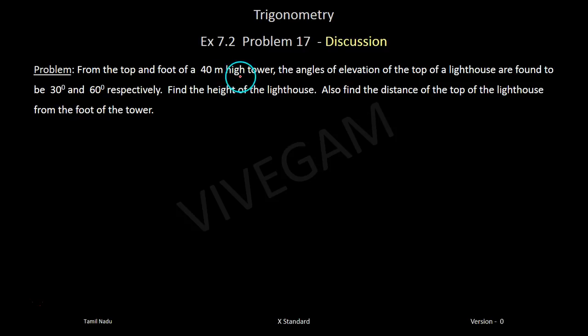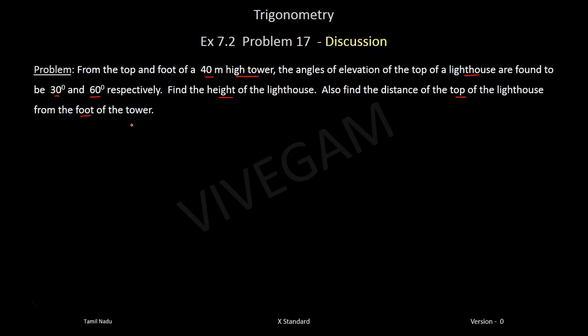So basically there is a tower and there is a lighthouse, right? You are looking at the top of the lighthouse from the top and the bottom of the tower, and the angle of elevation is 30 degrees and 60 degrees. The height of the tower is 40 meters. We are asked to find the height of the lighthouse and the distance of the top of the lighthouse from the foot of the tower. It's quite a different problem.